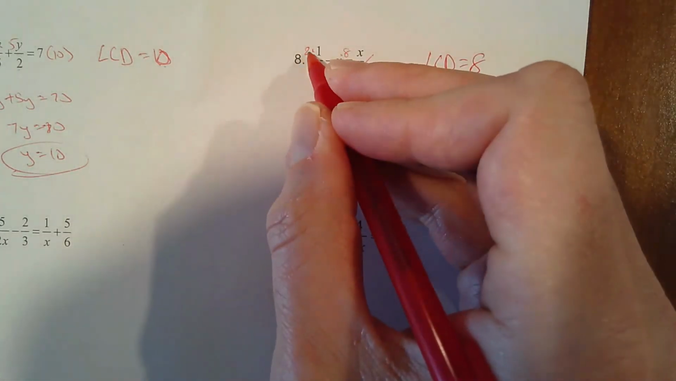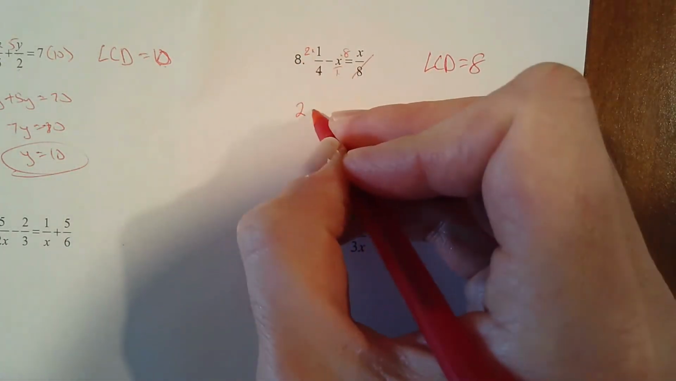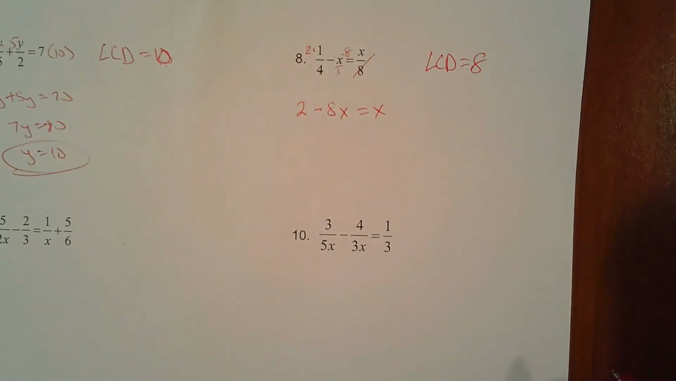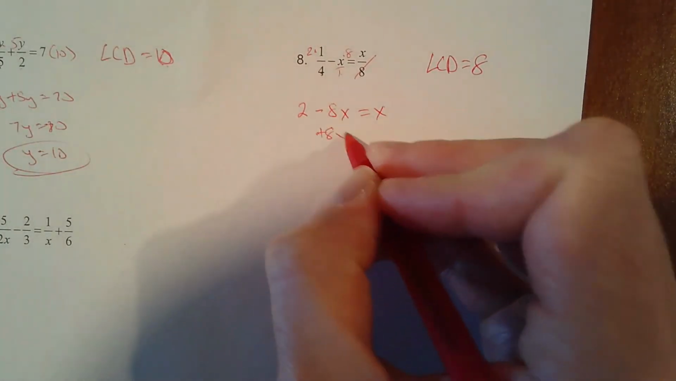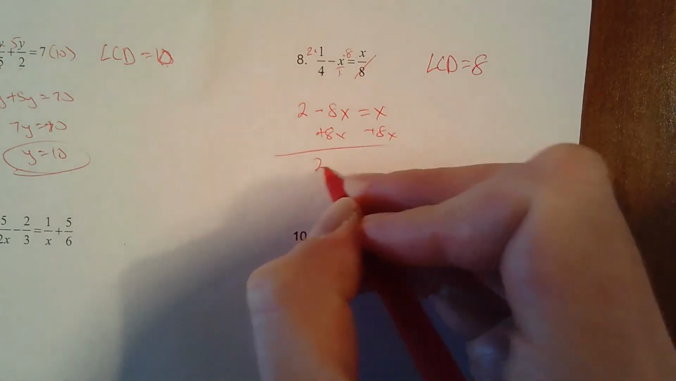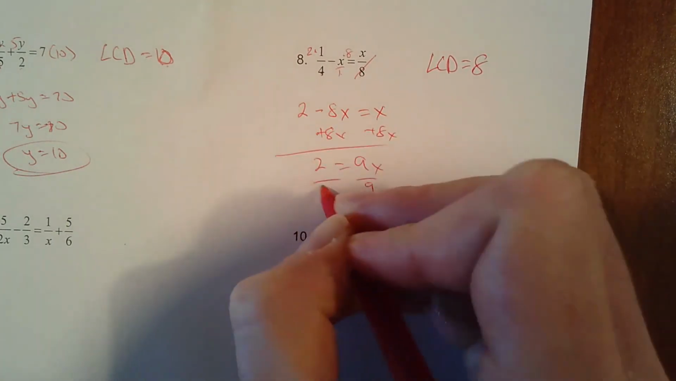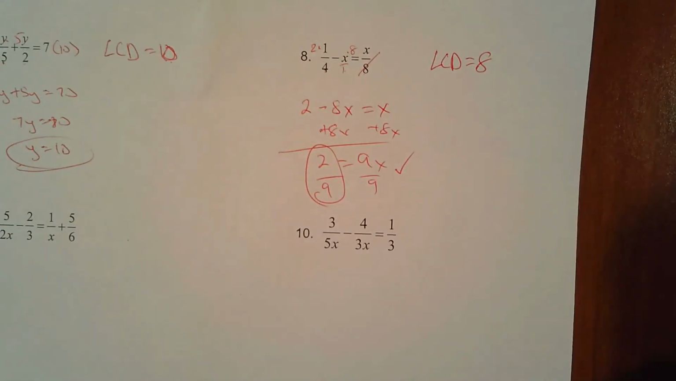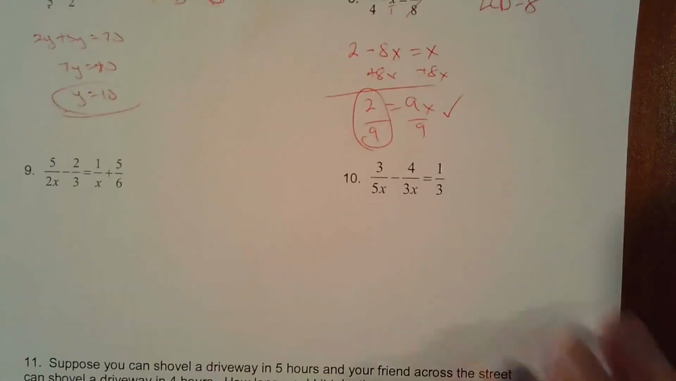So it'd be 2 minus 8x equals x. After I multiply everything, add 8x to both sides. So 2 equals 9x. Okay, 2/9. Again, I did check that. I plugged it back in. It was weird decimals, but it did balance out.